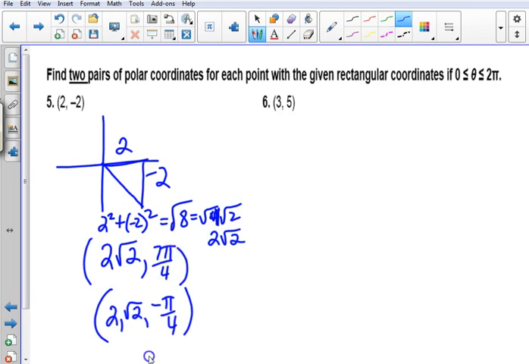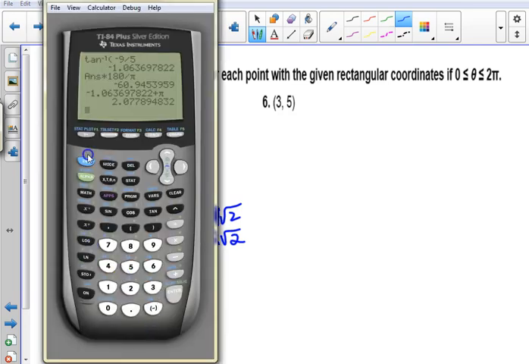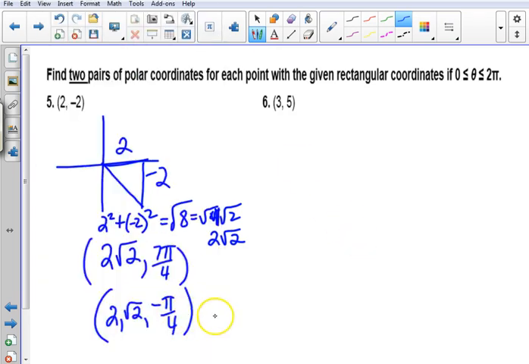You could have also done inverse tangent of negative 2 over 2, or 2 over negative 2, it doesn't matter, it's the same thing. And it would say negative 0.786, which is just the decimal for that.